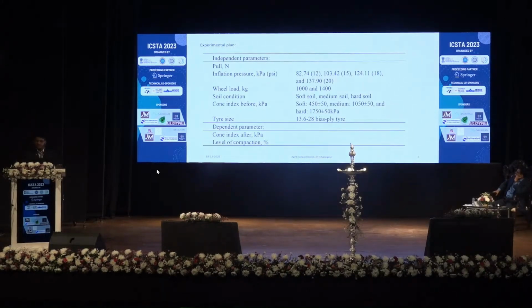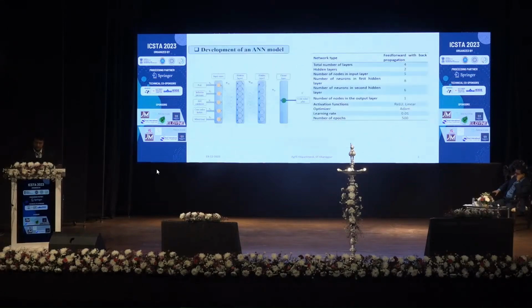This is the experimental plan where we vary the pull until we get a wheel slip of 25%. We varied the inflation pressure from 12 psi to 20 psi, and the wheel load 1000 kg and 1400 kg. We varied the soil condition as suggested by ASABE: soft, medium, and hard soil, and their respective cone index values are given here. We conducted the experiments with a 13.6-28 bias-ply tire, and the dependent parameters were the cone index value after passes of the tire and the level of compaction.